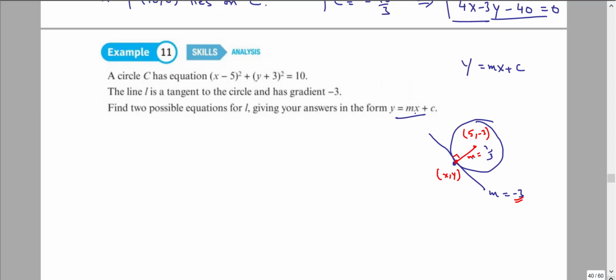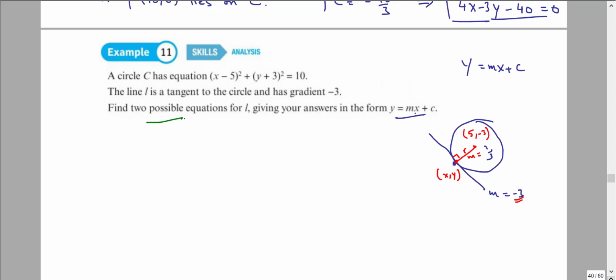Which line? The one where you have the gradient, the line R, the radius. Okay. Just a second, Adam, please. So one second.